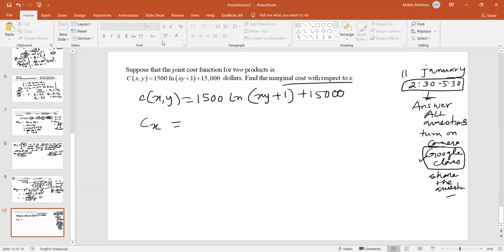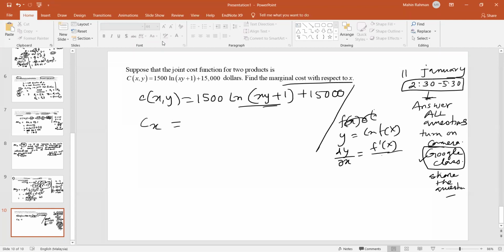So here you have to follow the rule of the log function. Can you remember how to do it? Suppose y is the ln f(x). How to find the derivative of this function, dy/dx? It will be f'(x) divided by f(x), right? So this is the rule of the log function. So you follow the rule.